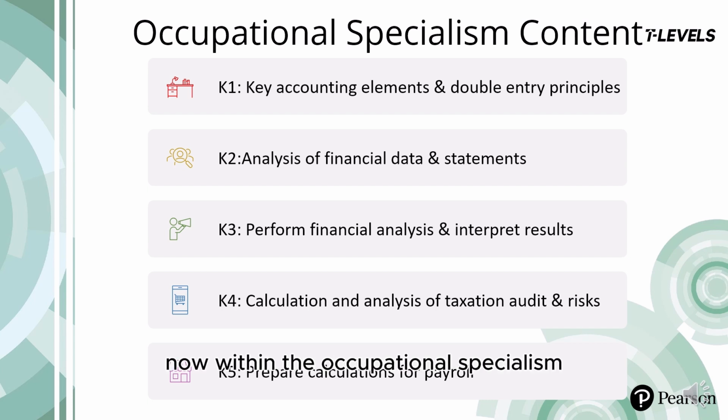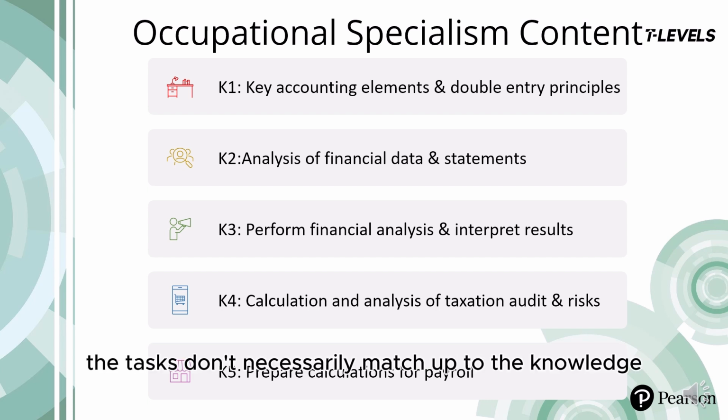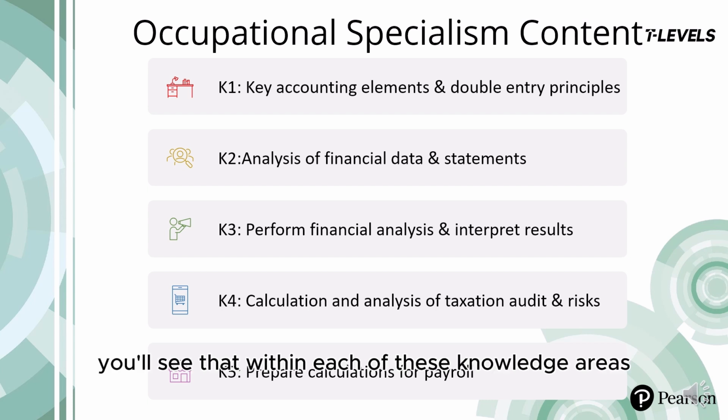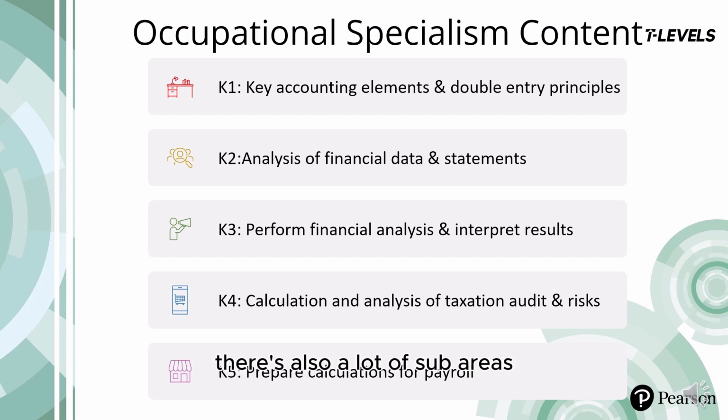Now, within the occupational specialism, they will be in a different order to this, so the tasks don't necessarily match up to the knowledge areas in number order. But when you look at the specification, you'll see that within each of these knowledge areas, there are also a lot of sub areas, and then there are specialist skills. So when you're looking at how you're going to plan and deliver your occupational specialism, it's important to look at what knowledge we need to deliver, what skills they must also have, and then what task that is contributing to, or what performance outcome this is directly addressing.